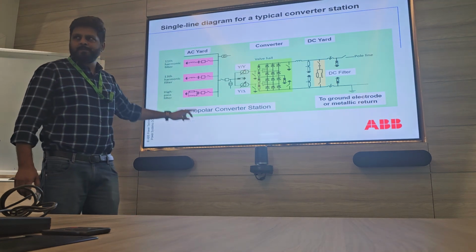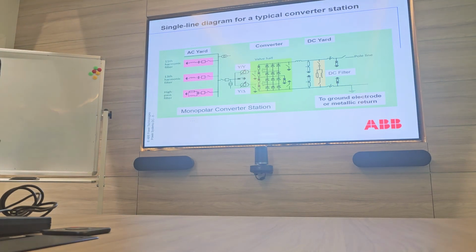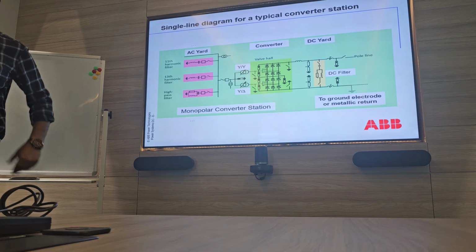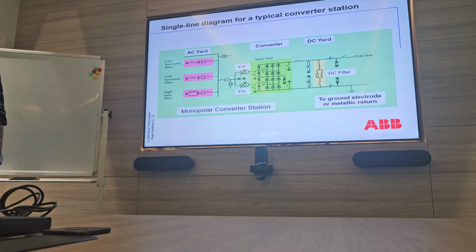I hear that all power electronics in general produce these harmonics. Yes, all power electronics devices will produce them, even the ones used at homes. Sometimes they produce harmonics. Wherever the natural frequency of the waveform is disturbed by chopping or something, then harmonics will be produced.